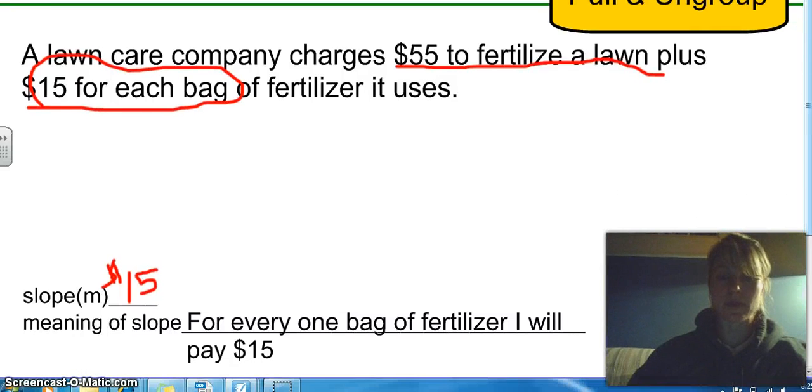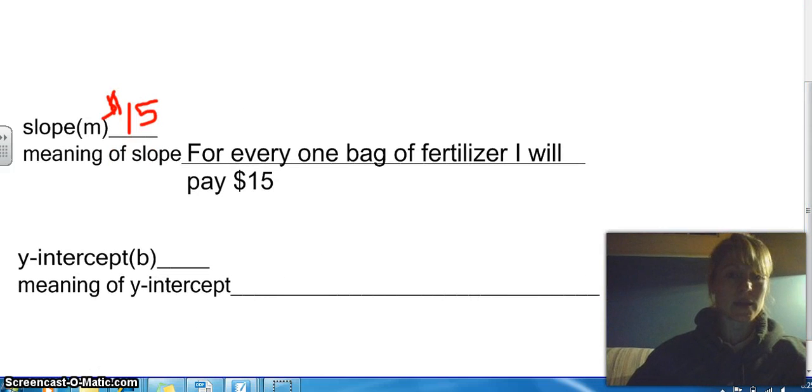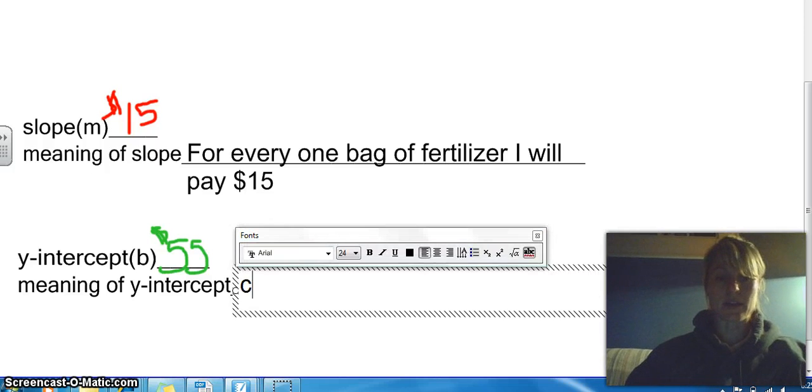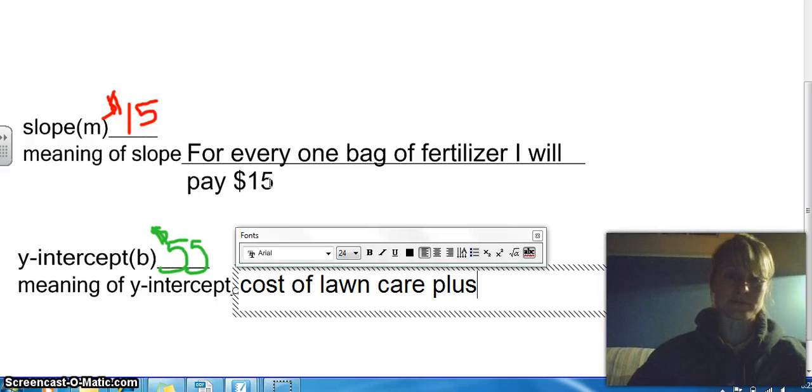So no matter what, I'm going to pay $55. That's part of the lawn cost. So here, no matter how many bags of fertilizer I have, I'm going to pay $55. Okay, so for the y-intercept, the $55 is the cost of the lawn care, plus however many bags of fertilizer I'm going to need.